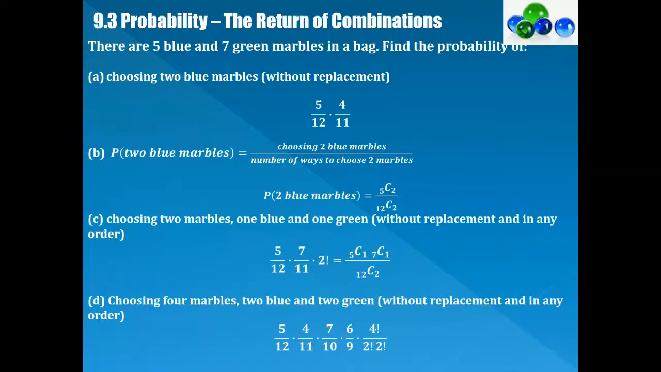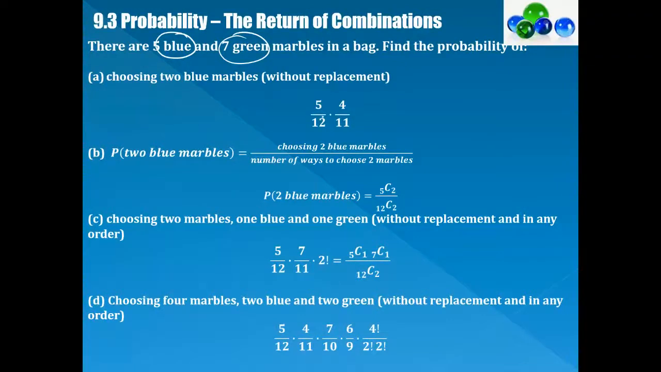So now we're going to take a look at some marbles. We have 5 blue marbles and 7 green marbles, and they're in a bag. So these are going to be dependent, right? One's going to depend on the other. Once I pick one out, my total is less. So choosing 2 blue marbles without replacement. That's why this sum goes down.